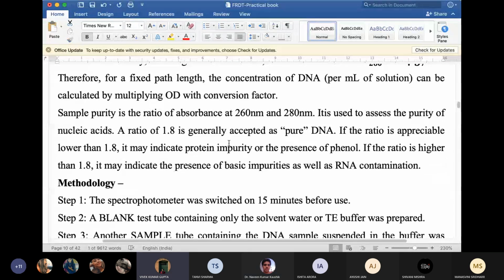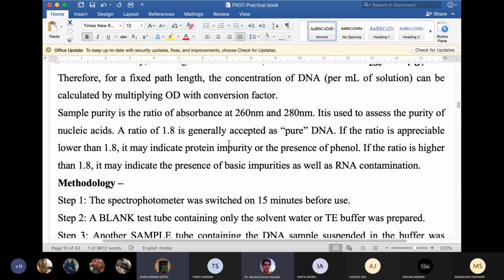Sample purity is the ratio of absorbance at 260 nanometers to 280 nanometers. It is used to assess the purity of nucleic acids. A ratio of 1.8 is generally accepted as pure DNA. If the ratio is appreciably lower than 1.8, it may indicate protein impurity or the presence of phenol. If the ratio is higher than 1.8, it may indicate the presence of basic impurities as well as RNA contamination.